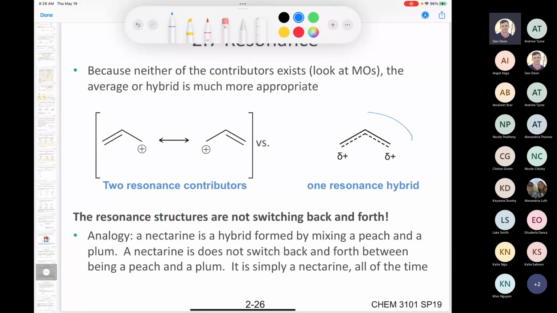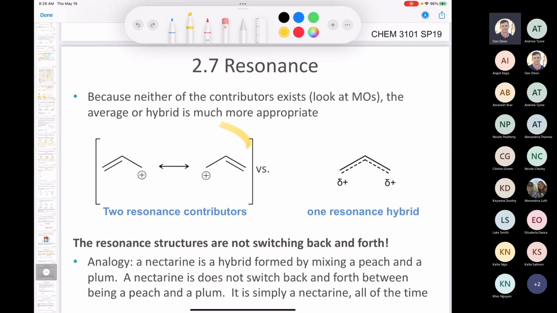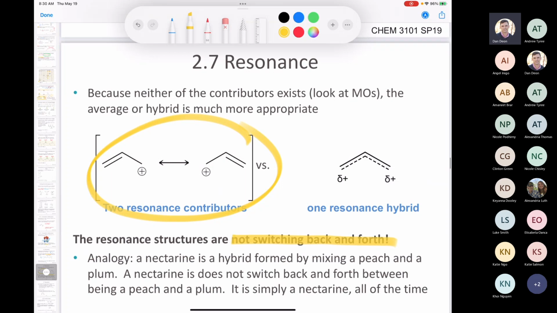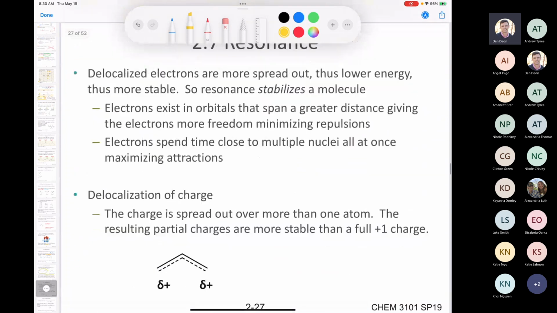And then I took a look at the resonance hybrid with you this morning, and I can't emphasize this enough, that these 2 structures are not vibrating or switching back and forth. They help us to understand or to represent the overall resonance hybrid. All right. And I went over the analogy of a nectarine, or I think it was a mule, that I talked about last class. And here we go.